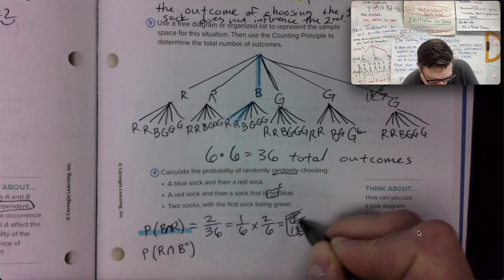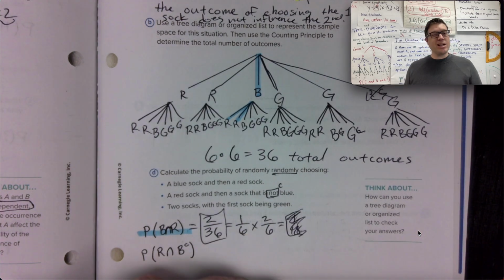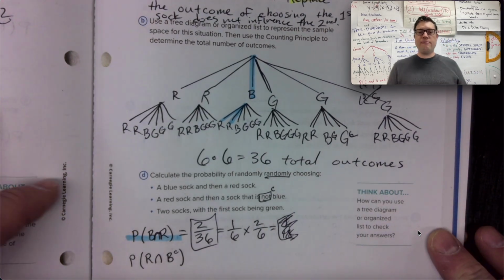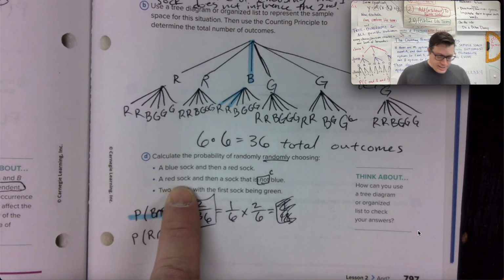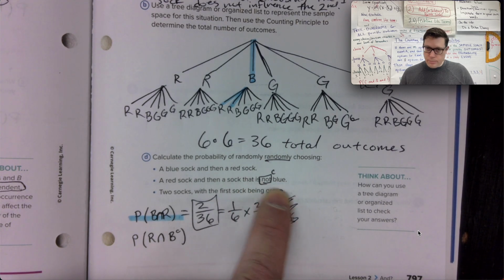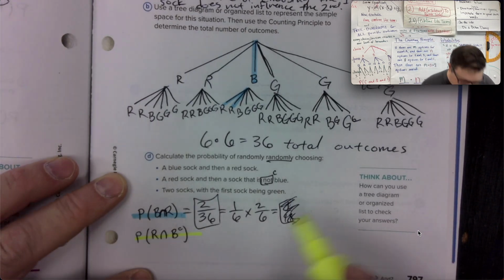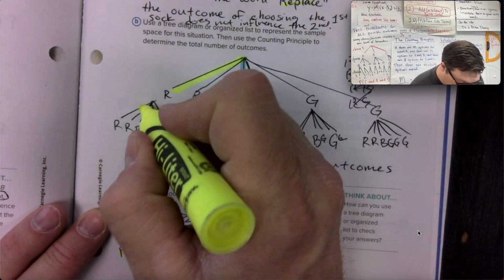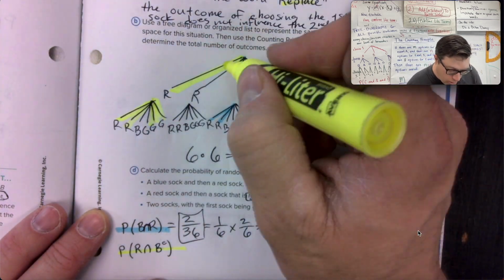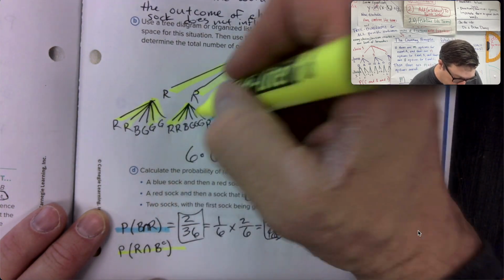That's actually not a number we need to know. This is the better number because it tells us how many outcomes, how many events. That's the better option. Okay, yellow. A red sock and then a sock that is not blue. So a red sock, which would be down this branch, and then not a blue one. So red, red, green, green, green. Or this one is red, red, red, green, green, green.